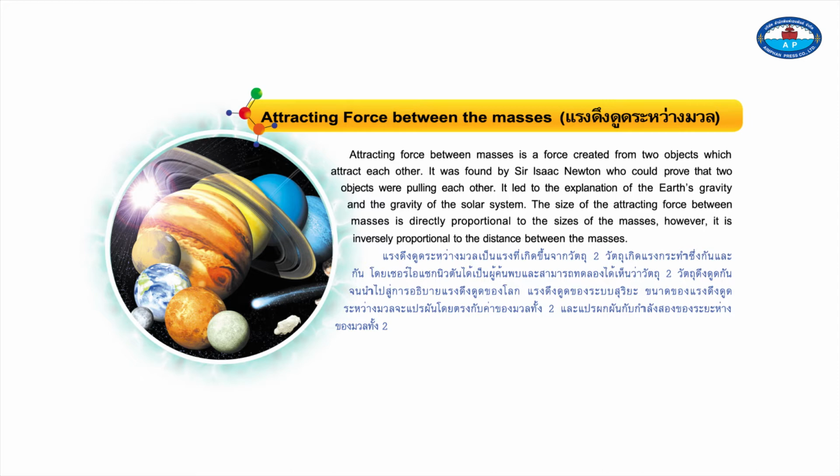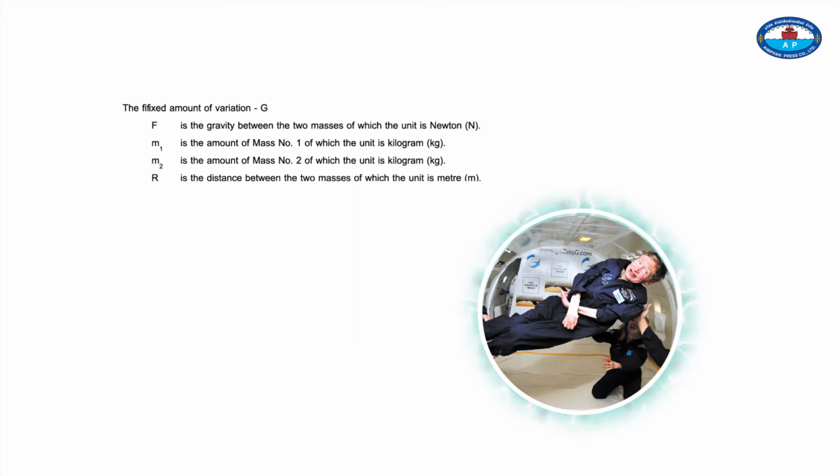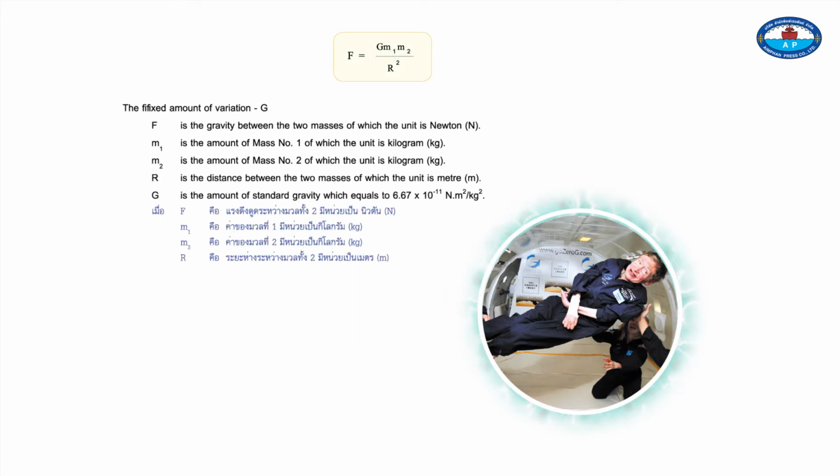The size of the attracting force between masses is directly proportional to the sizes of the masses. However, it is inversely proportional to the distance between the masses. G is the fixed amount of variation. F is the gravity between the two masses, of which the unit is Newton.